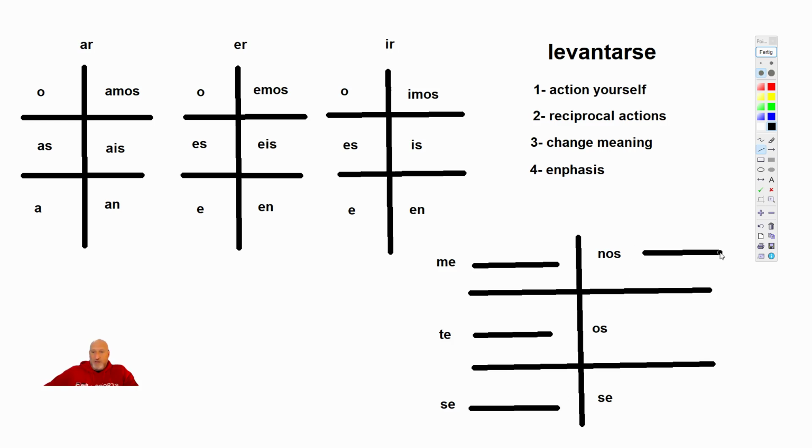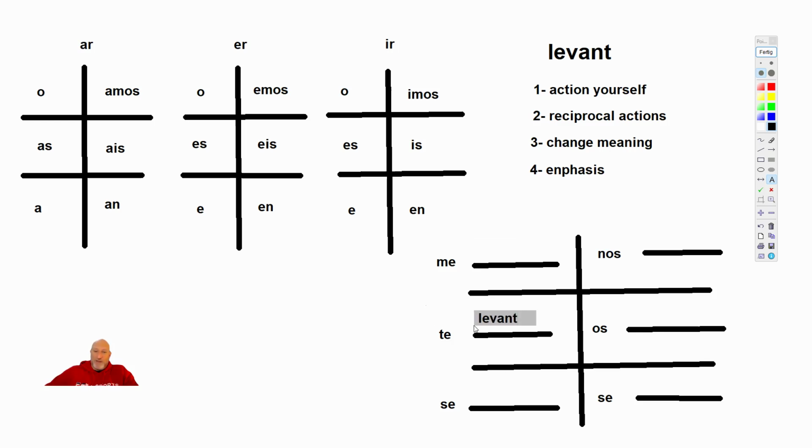For example, imagine I want to conjugate the one that I gave you before, levantarse, to stand up or to get up. I get rid of the SE that was there just to tell me that the verb was reflexive. And now I get rid of the AR because I don't want the infinitive. So now I have the stem, LEVANT. And now levantar was an AR verb, so I get up. Yo me levanto.